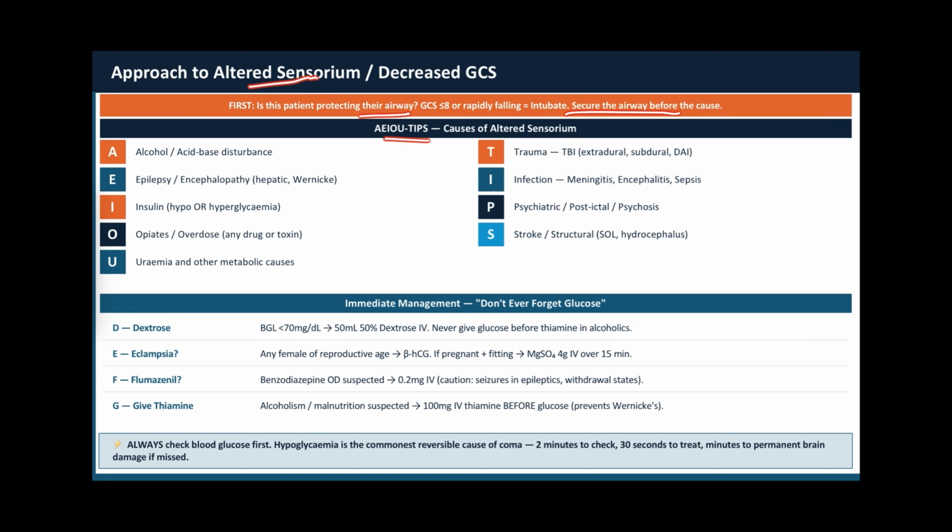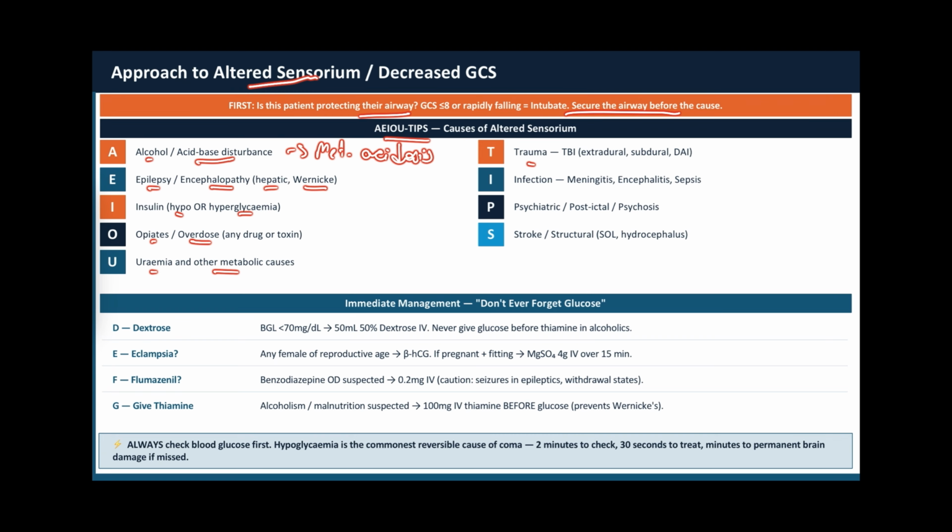These are the common causes of the altered sensorium. A is for the alcohol or the acid-base disturbances. This is the metabolic acidosis. E is for the epilepsy or else the encephalopathy. It can be hepatic encephalopathy or Wernicke's encephalopathy or uremic encephalopathy, or else it can be metabolic encephalopathy as well. I is for insulin, either hypo or hyperglycemia, opiates or toxins overdose, uremia, and the other metabolic causes.